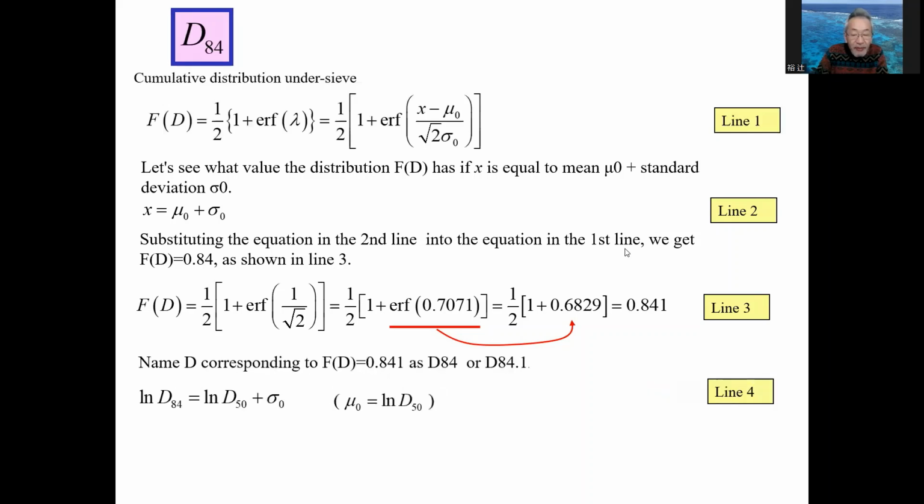As I mentioned before, the diameter d given Fd equals 0.841 is called d84. X equal to log d84 satisfies the equation on the second line, so we can rewrite it as the fourth line. Using the relationship mu 0 equals log d50, mu 0 is replaced with log d50 from the equation on the first line. Sigma 0 is expressed by d84 and d50.